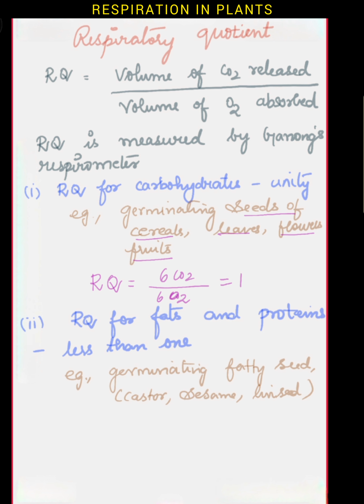The RQ for fats and proteins is less than 1. Examples are germinating fatty seeds like castor, sesame and linseed. Here, 102 molecules of carbon dioxide are released and 145 molecules of O2 are absorbed, so the value is 0.7. Especially for fat it is 0.7, and for proteins, if used as a substrate, it is 0.9.